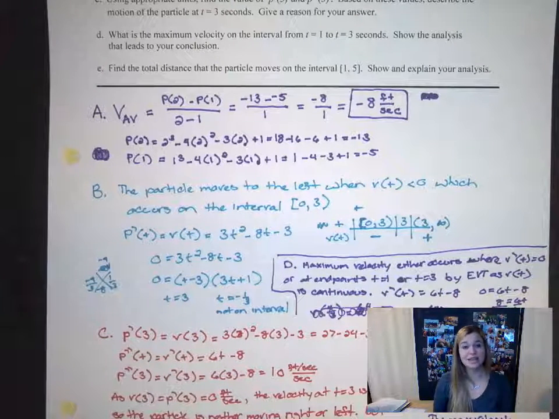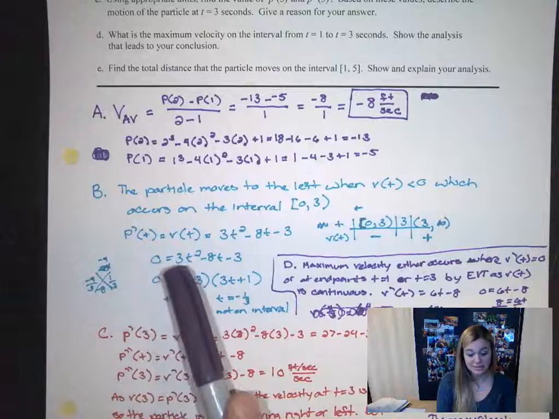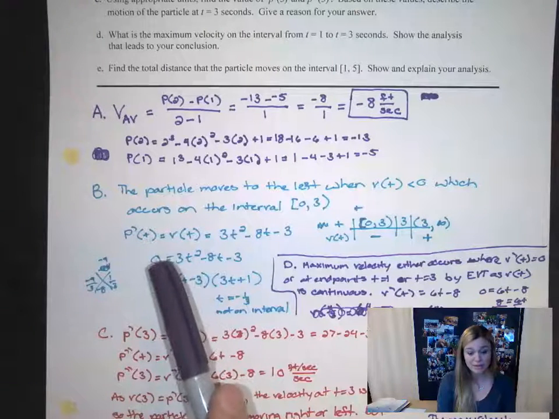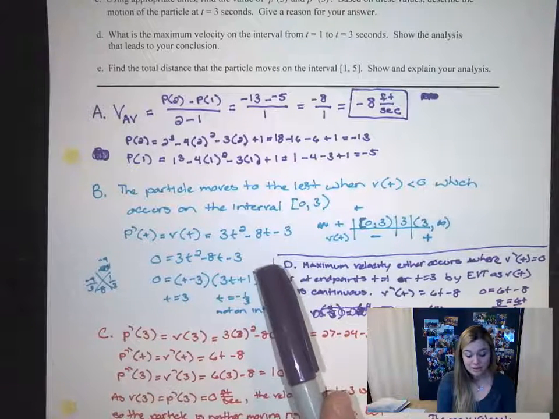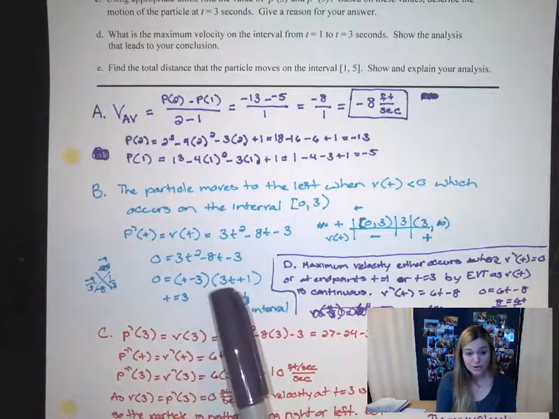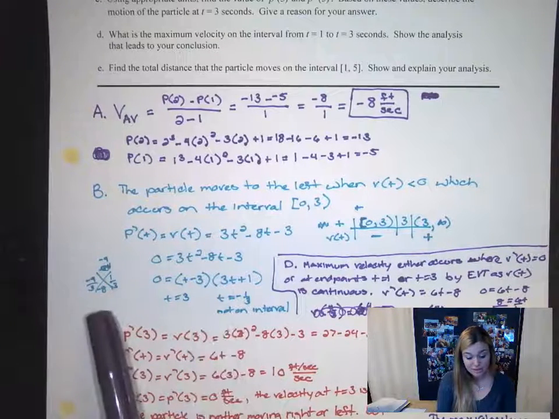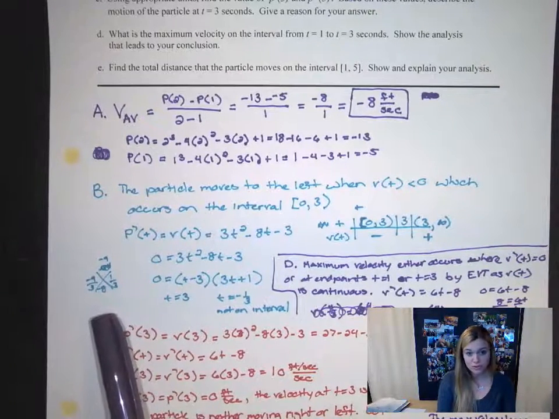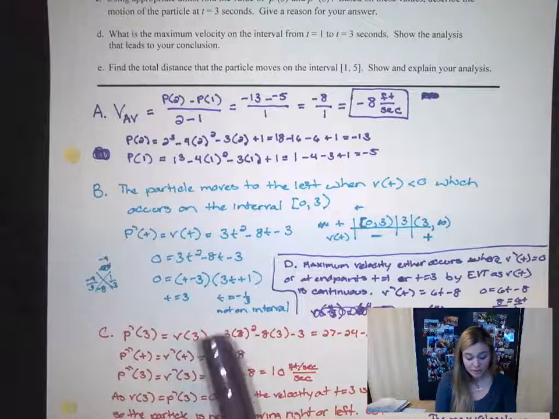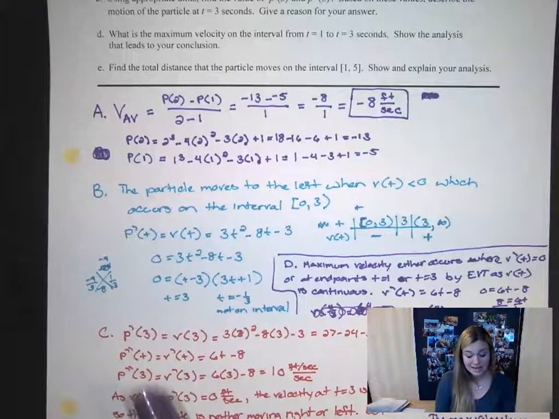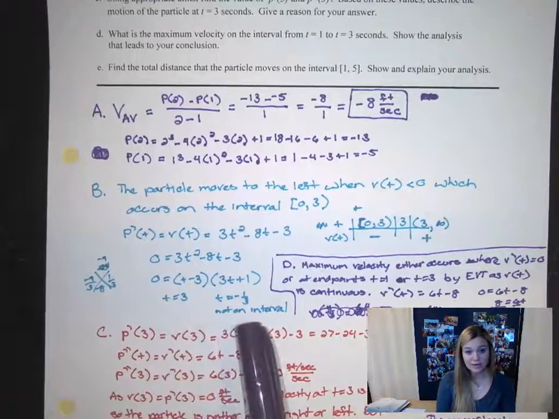So on this one, to figure out when a particle is moving to the left, we need to figure out, well, when is a particle potentially changing positions? Meaning when is velocity equal to 0? So I'm going to find p prime of t, that's velocity. So I'm showing that I know that by writing that. Finding that derivative, setting it equal to 0, factoring. You can kind of see how I did this work over here, but if you do it a different way, that's okay. You're factoring, and I get t is equal to 3 and t is equal to negative 1/3.